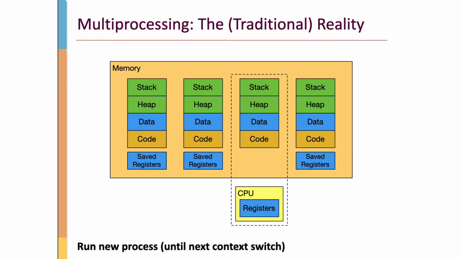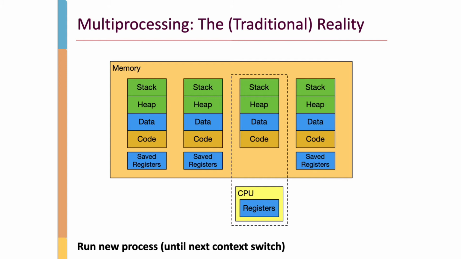At that point then, the process that we're switching to can start executing. And it's going to run for a while until the kernel decides that it's time to switch to a different process. Just kind of raises the question of when does the kernel decide to switch from process to process.